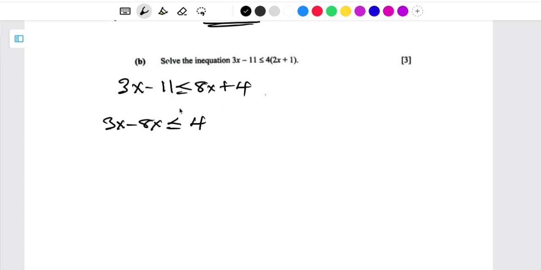Then this one has to go to the other side. Remember, it's negative, so when it goes to the other side, it's going to be positive. So when I subtract here, I'm going to get negative 5x. Then when I add here, I'm going to get 15.